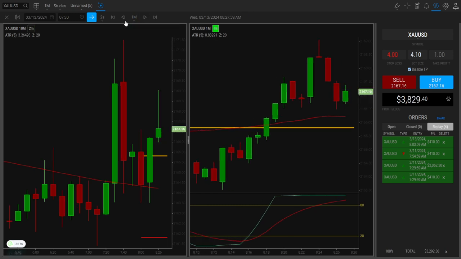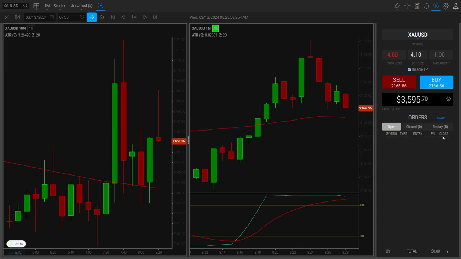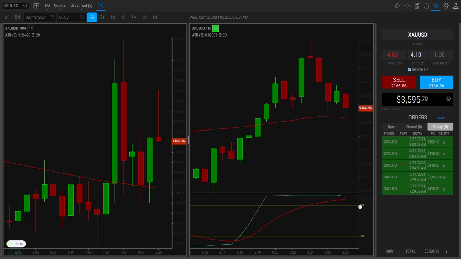Okay, so right here it starts kinking down, so we'll go ahead and close it right there. So I've got an extra $303 there. So just after a few trades, we're at almost 3.6% return. So that's good. Now losses do tend to be rather large.